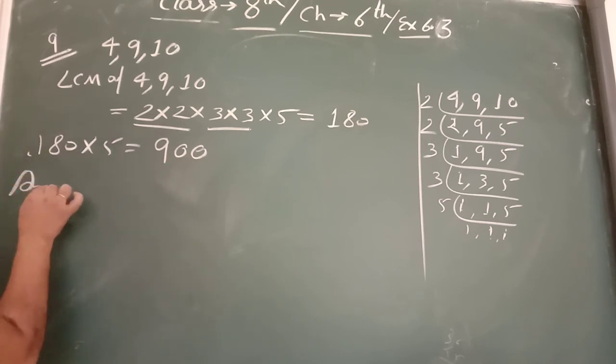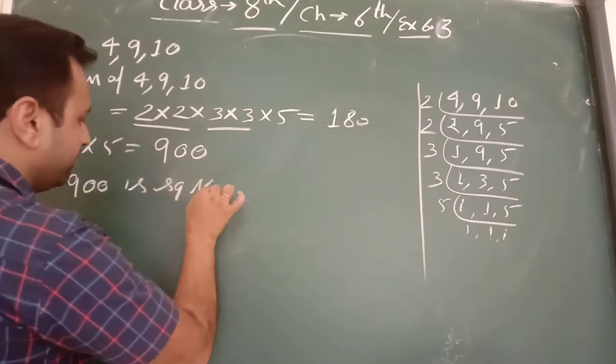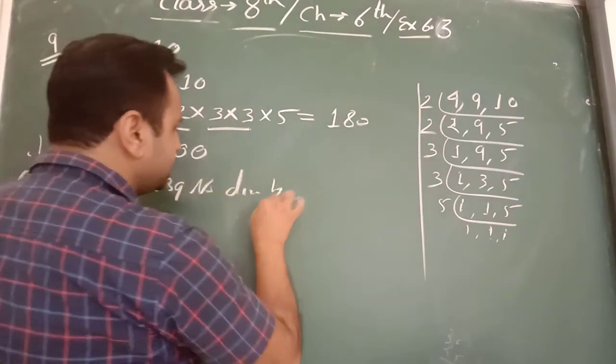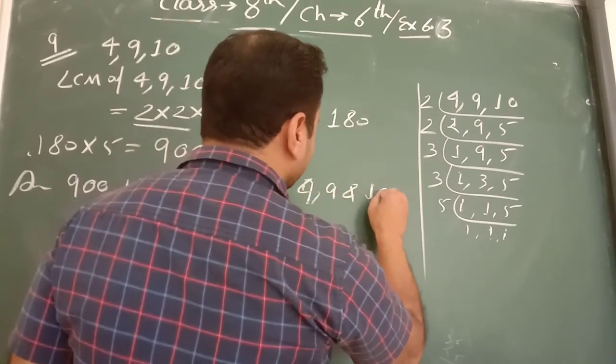So the answer is 900, a square number which is divisible by 4, 9 and 10.